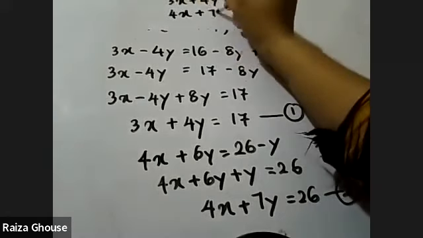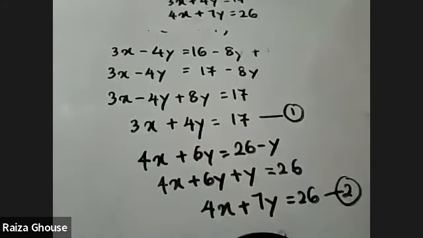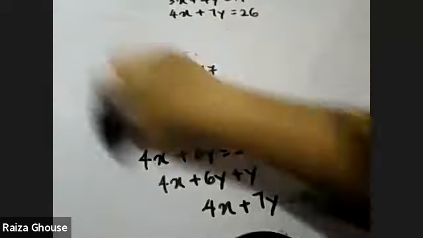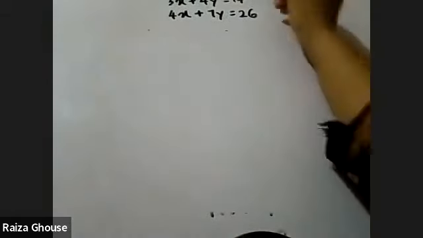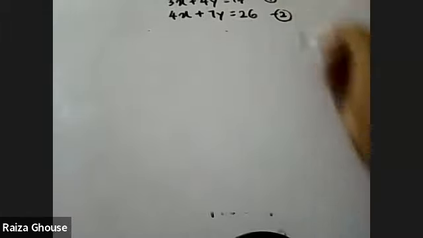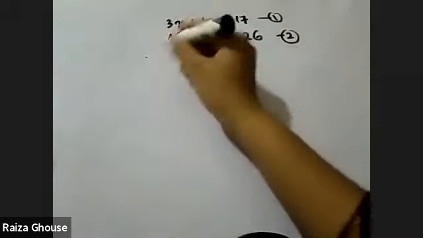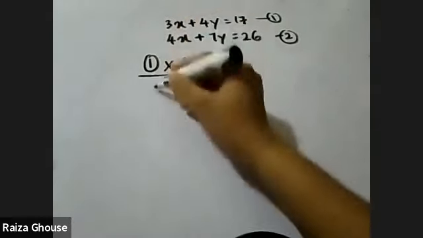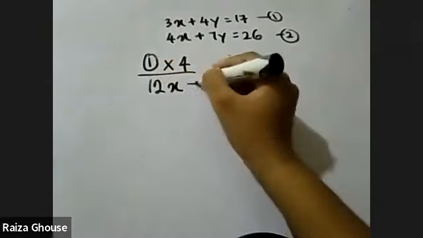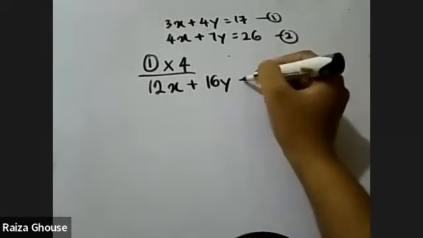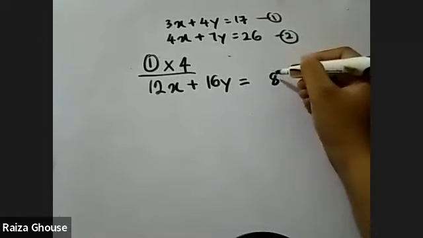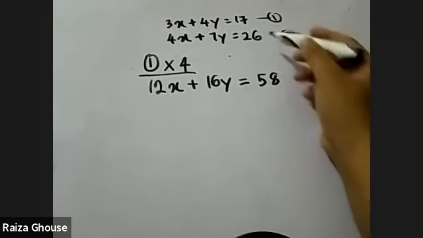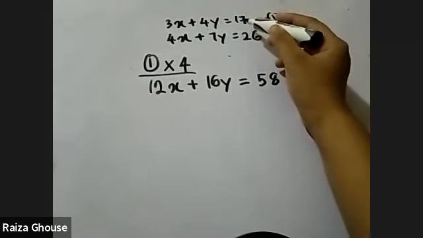4x plus 7y equals 26. Now this is a normal simultaneous equation. What I can do here is make 3 and 4 the same. I can multiply my first equation by 4. I'm getting 4 times 3, 12x; 4 times 4, 16y; 4 times 17, 68. Correct. This is my third equation.